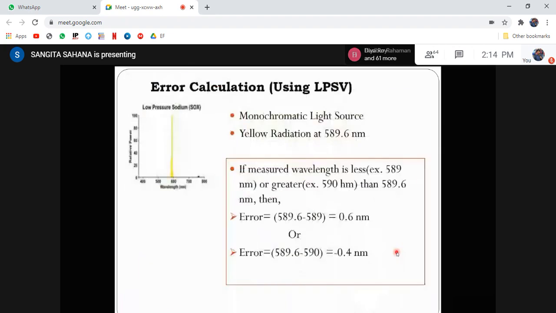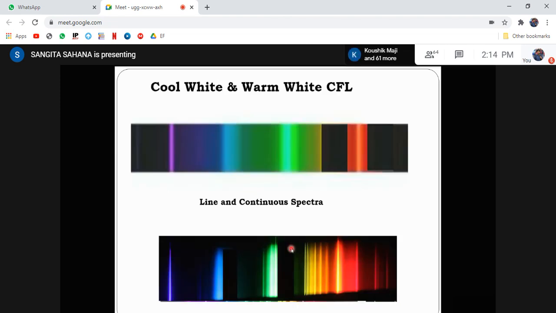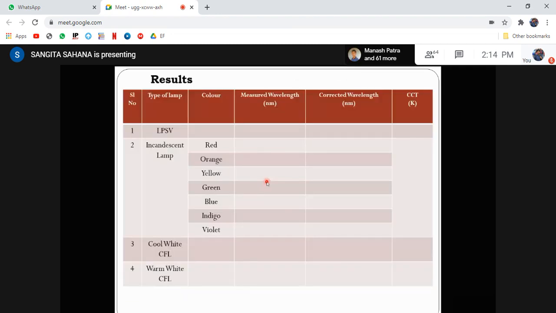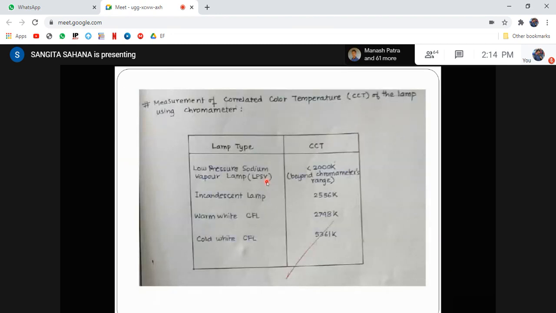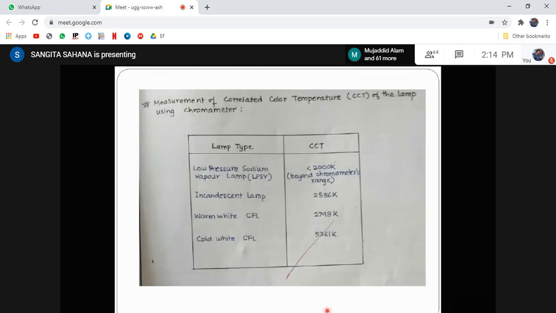But in that case also, due to the property of the lamp, due to the light generation phenomena of the lamp, due to the gas discharge phenomena of the CFL, we have continuous spectra in the case of the incandescent lamp and mixed spectra in the case of the CFL. So although these two values are very close to each other, the constituent wavelengths in the case of warm white CFL and the incandescent lamp are very different. So this is all about the experimental part.